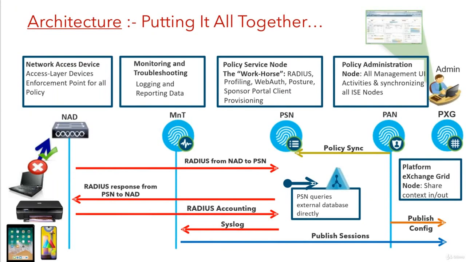Now, if we put everything together, here you can see the summary diagram. So first of all, we should understand the terms. What does it mean by node? What are personas? Different types of personas? What are services? What is NAD? And again, different roles of different personas, like what MNT can do, what PSN can do, what PAN can do, what pxGrid can do. Correct. So for that, we have this summary slide, and assuming that up to this point we understand the role of different ISE components or personas, plus the network device and different types of endpoints. Correct. All right. So let's stop here.